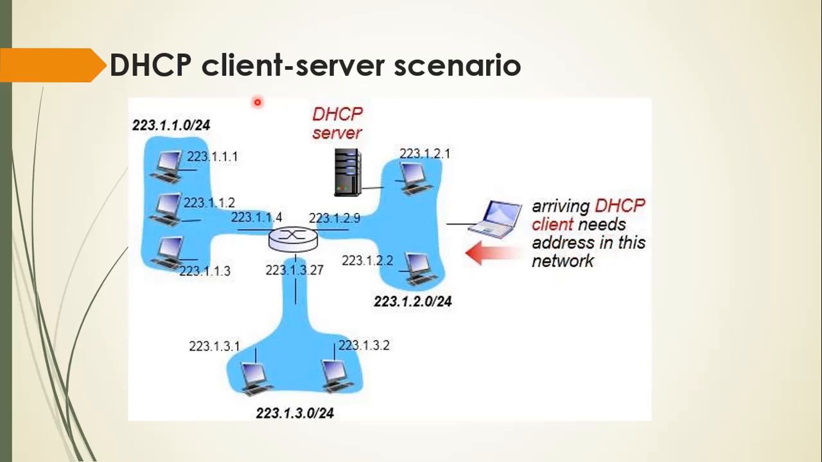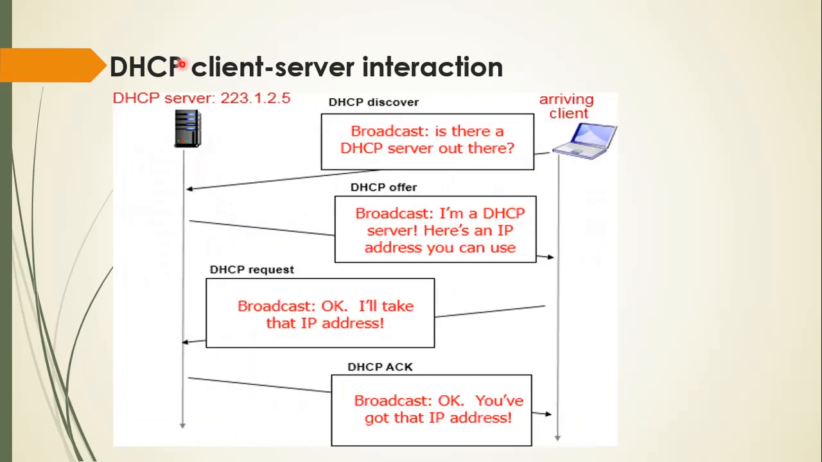These are the devices that have already been assigned IP addresses. Now this is a new device that is arriving and it needs an IP address. So what happens: the DHCP server is here and the client is arriving over here. The client broadcasts, is there a DHCP server out there? They are asking for an IP address. So what does DHCP reply? DHCP broadcasts, I am a DHCP server, here is an IP address you can use.